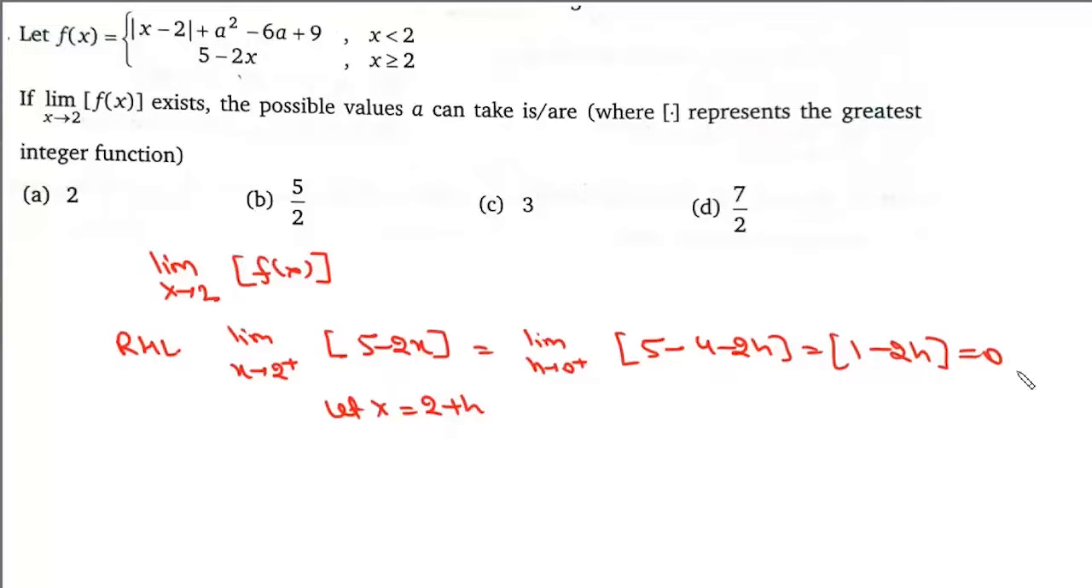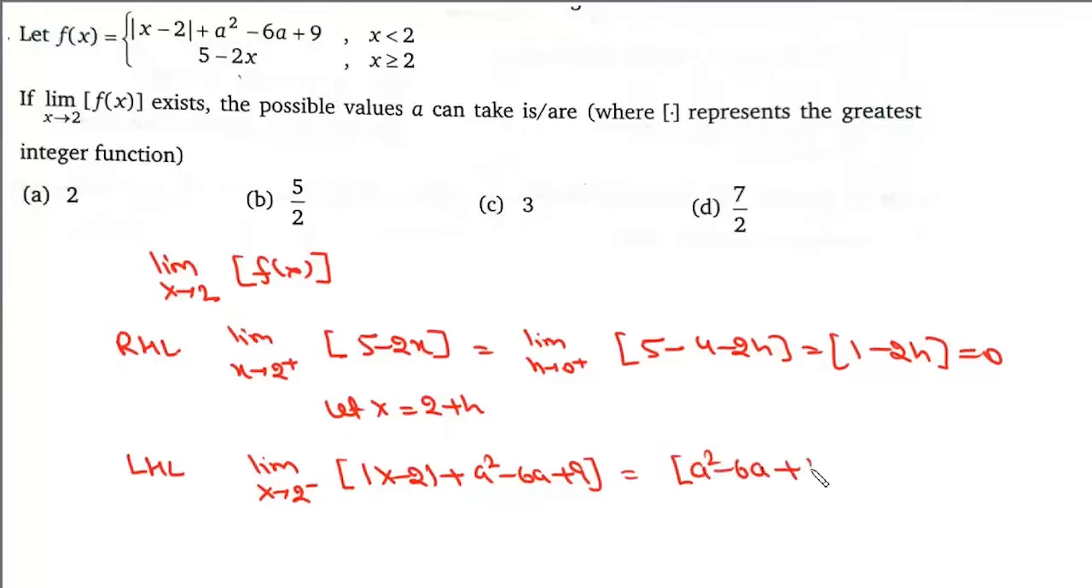Now if its right hand limit is 0, its left hand limit must also be 0. So if we write its left hand limit, which is the limit as x tends to 2 negative, it will be the greatest integer function of |x − 2| + a² − 6a + 9. Now we'll put x as 2 − h, so it will be the greatest integer function of a² − 6a + 9 + h, and it must be equal to 0.